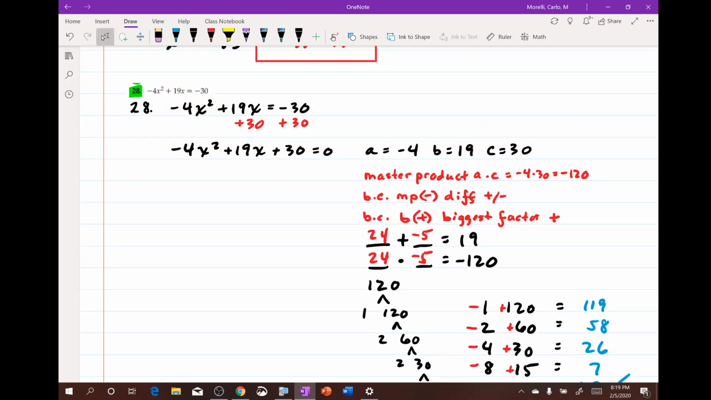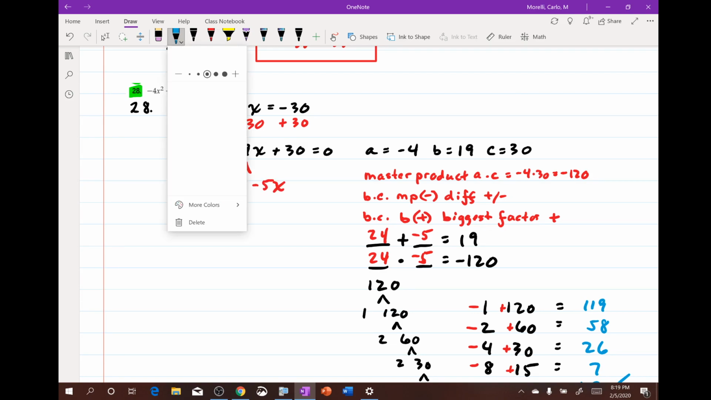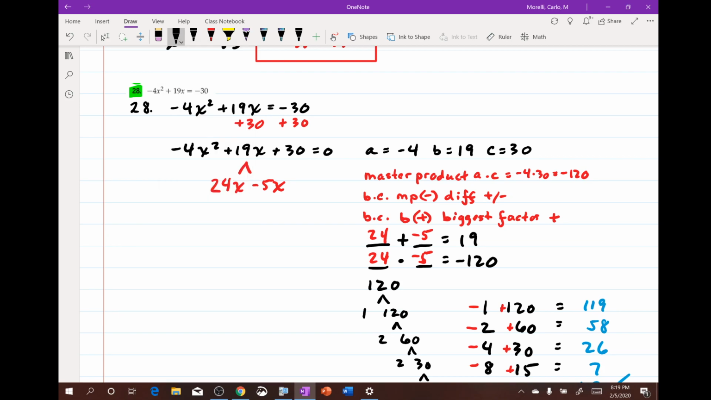So let's split the middle term. Put the big one first, so you'll have 24x and negative 5x. We're going to rewrite this whole thing: negative 4x squared plus 24x minus 5x plus 30 equals 0.